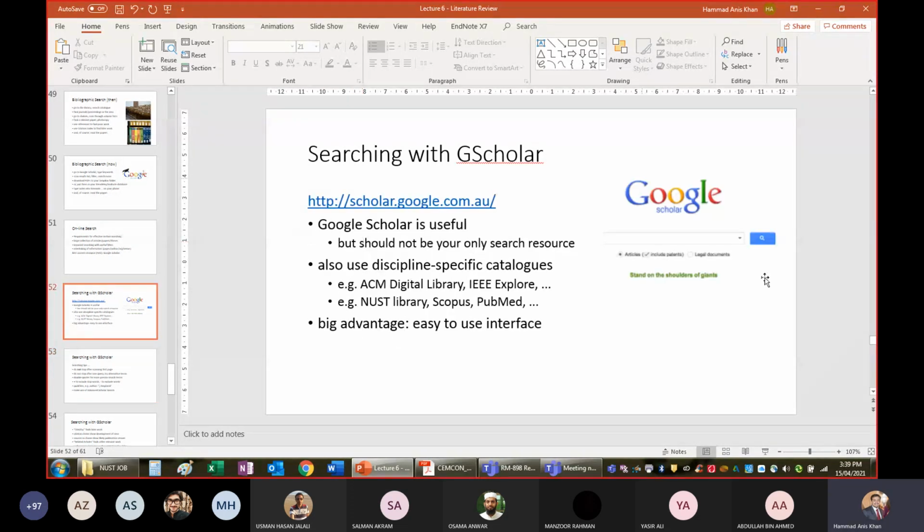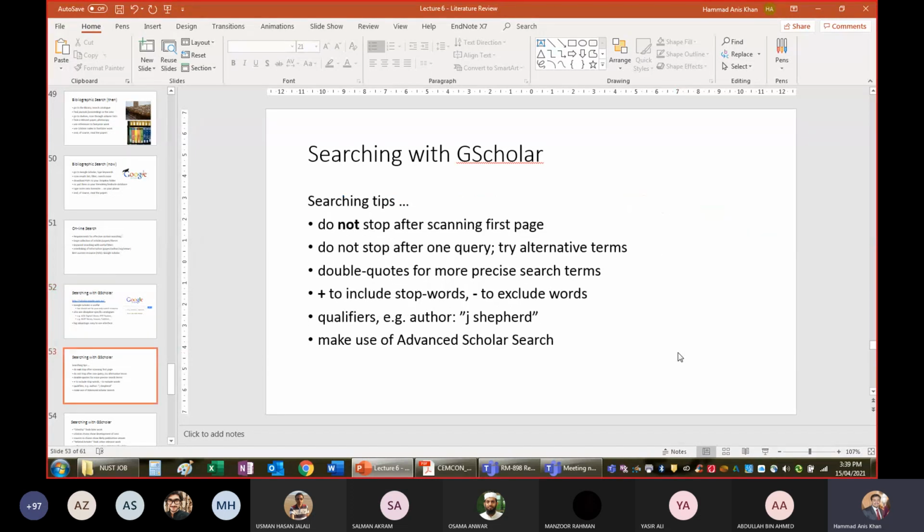When you are doing a Google Scholar search, don't stop at the first page. Go to the second and third page as well. Do not stop after one query. Try alternative terms and use multiple keywords. Use double quotes for a more precise search. You can add a plus to include certain words, or subtract to exclude some words.